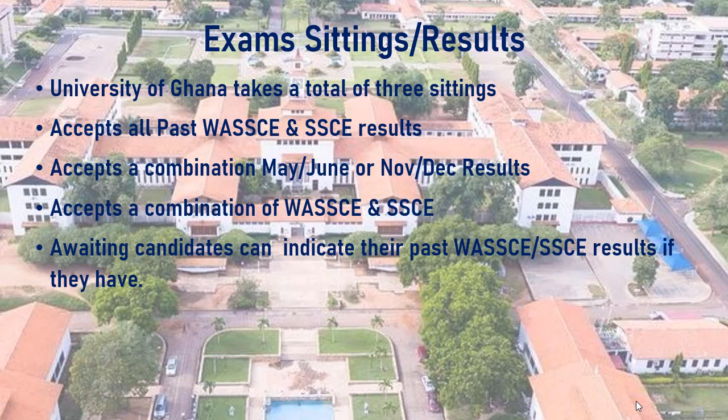So if you are an awaiting candidate, you are writing this year and you have past results, maybe you wrote NOVDEC back in 2018 or 2019 or the past years, you can add your NOVDEC results as well as your awaiting results. But with the issue of the awaiting results, because the results are not in, you indicate your index number, so the university will go and fetch that data from WAEC.